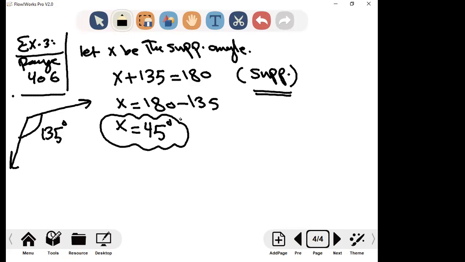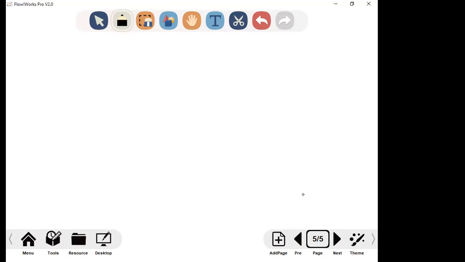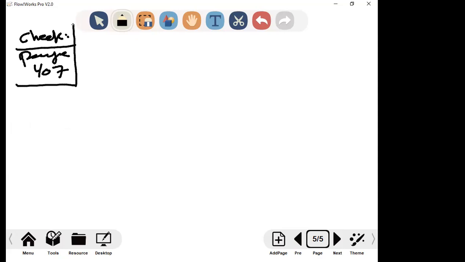After example 3, we have check. Let's do it together. Two steps, guys. Don't just write the final answer, please. Check after example 3, page 407. Let's read the question together. What is the angle measure of the angle that is supplementary to the given angle? The given angle, how much? 67 degree. It's an acute angle, right?